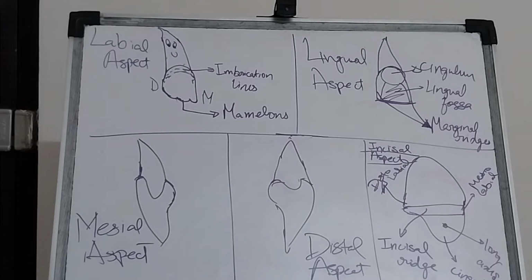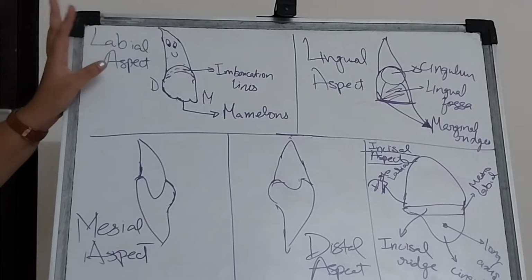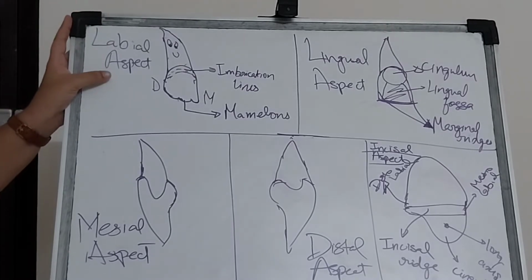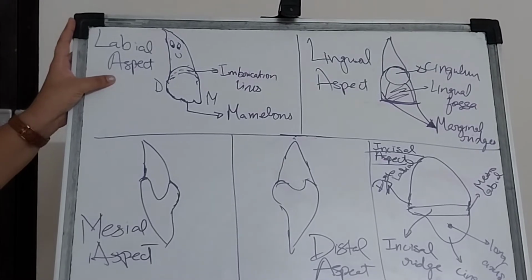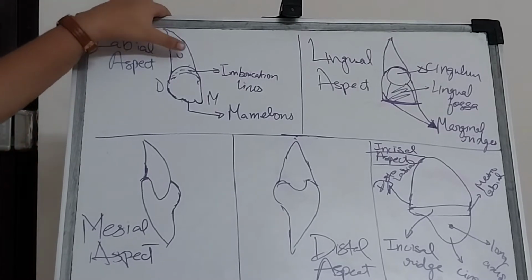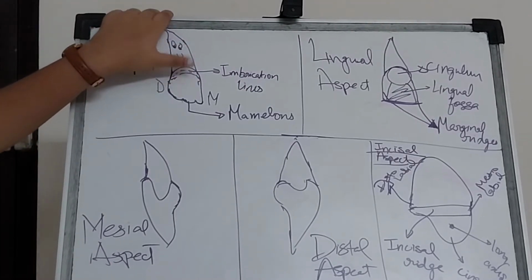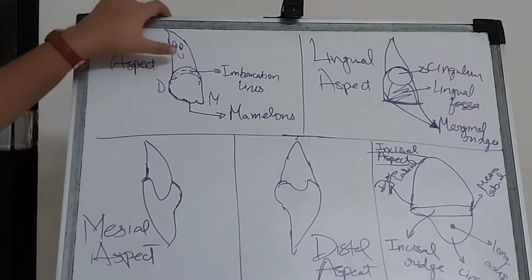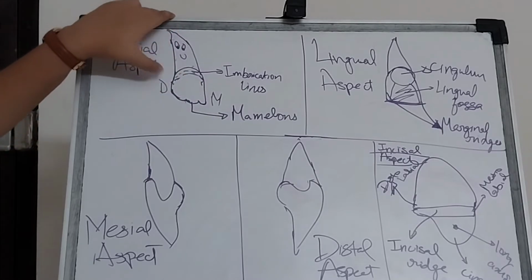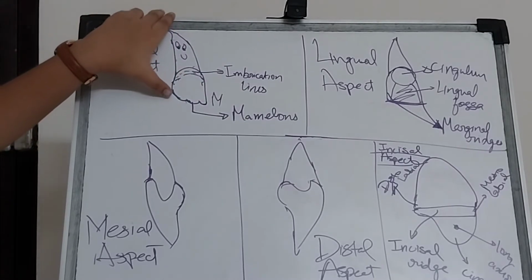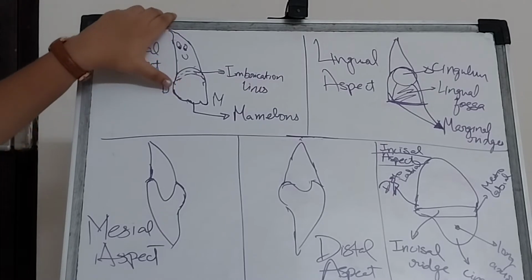So what else can we see now? The different features of this central incisor. We will be discussing the different aspects, views or surfaces of this tooth. So the labial aspect, that is the front view. What do we see? The mesial side is straight, it has a straight outline, and the mesial incisal angle is sharp, while the distal side is more curved and the distal incisal angle is more rounded.